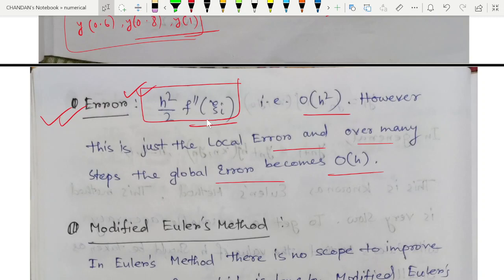h square by 2 factorial f double dash xi, and f double dash xi means what? Maximum value in between x0 and xn. Okay? So this is the case, mod of f double dash, you can say the supremum of this function, okay? So f double dash xi means the maximum of x belongs to, suppose the interval a b, then mod of f double dash, and this one, okay? So this is the formula into h square by 2, okay? This is the formula of error of Euler's method.